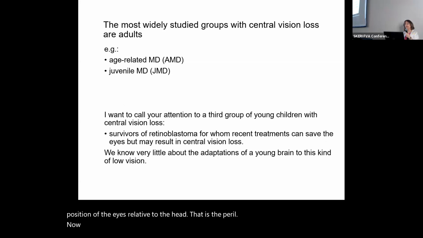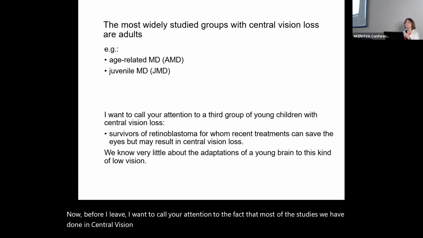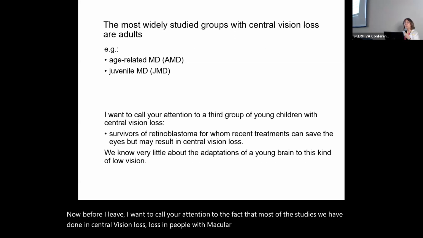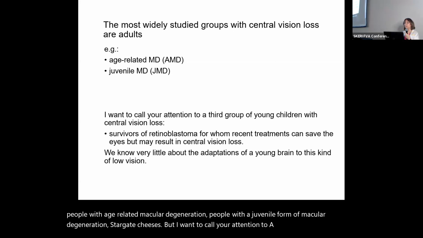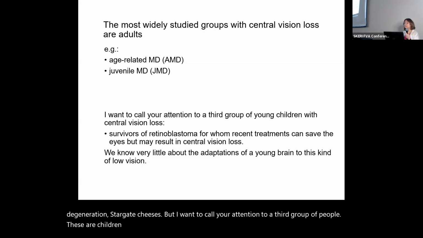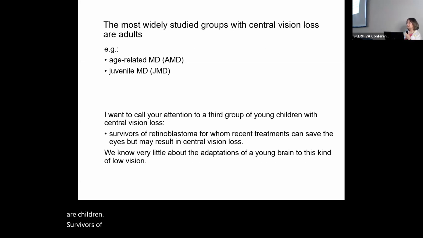Now, before I leave, I want to call your attention to the fact that most of the studies we have done in central vision loss in people with macular degeneration have used adults. You have people with age-related macular degeneration, people with a juvenile form of macular degeneration, Stargardt's disease. But I want to call your attention to a third group of people. These are children, survivors of retinoblastoma, which is a very aggressive cancer of the eye.